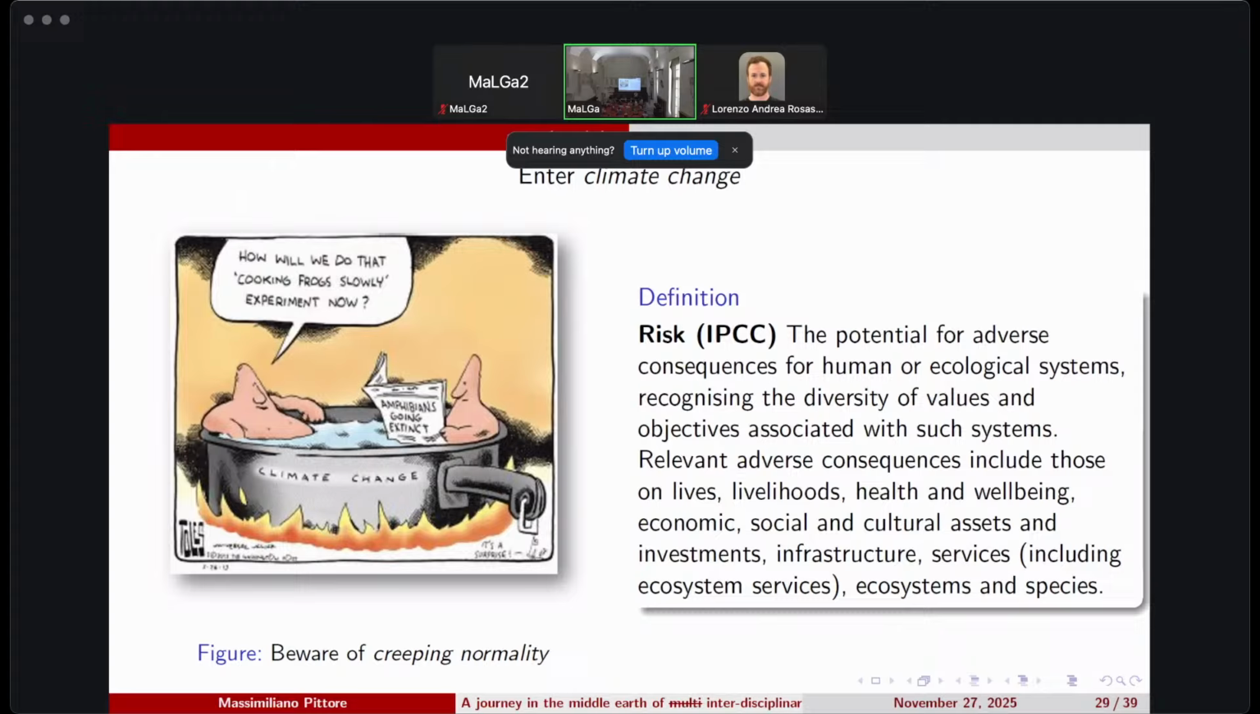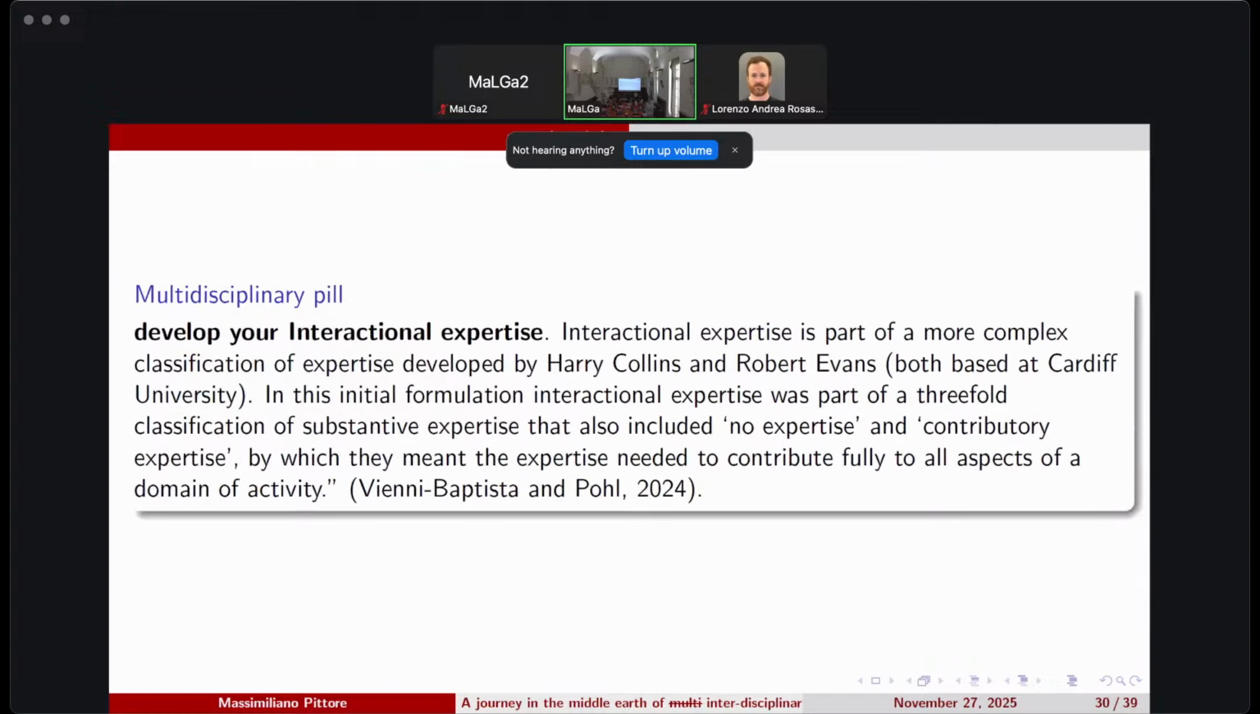But what I wanted to say is that risk is a good example for me. You have your own examples, perhaps different, of what is called a boundary object, and I'm coming to this point in a moment. When you work on these very complex multi- and interdisciplinary issues, one thing that you want to develop is what is called your interactional expertise, which is basically learning by doing, but in a different discipline. I found it quite interesting.